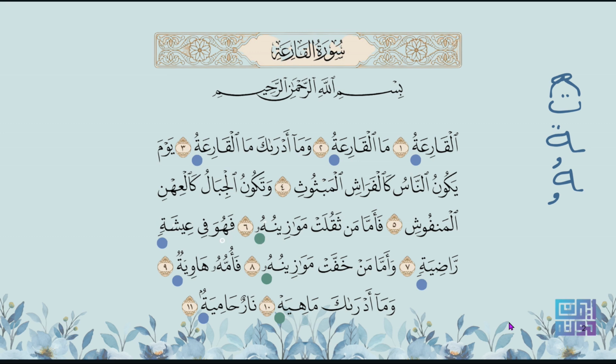Mawazinuhu fahuwa. But when I stop, it's going to be mawazinuh. No. Okay. Now let us see this. This is ta marbuta, connected ta, written exactly like the ha, but with a kasratin and in the middle of the ayah. So I'm not going to stop on it.